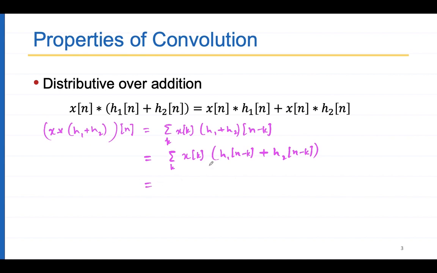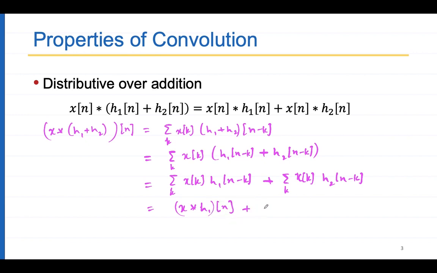And now I know this product is distributive, and the summation can be taken inside. Summation over k of x[k] multiplied with h1[n minus k] plus, again, summation over k of x[k] multiplied with h2[n minus k], and this is very clearly equal to x convolved with h1 at n plus x convolved with h2 at n.